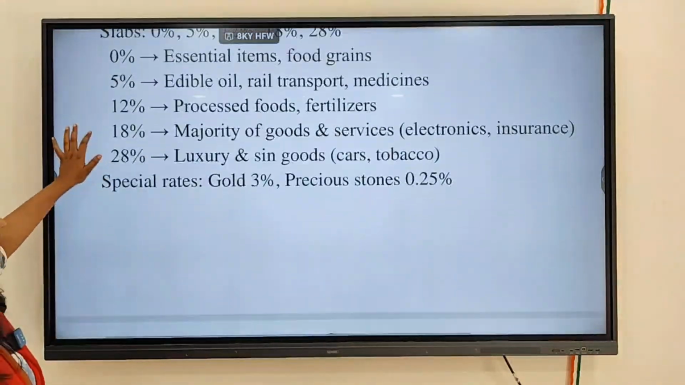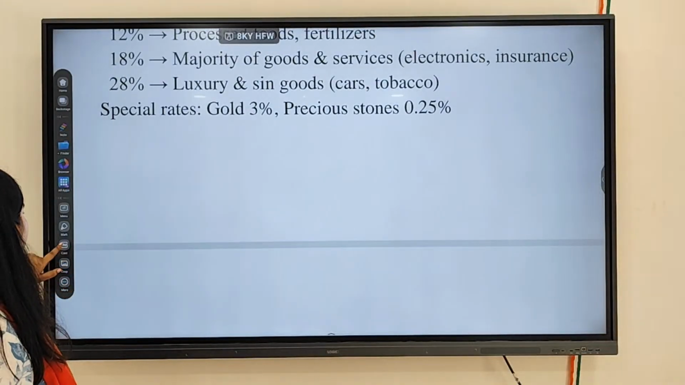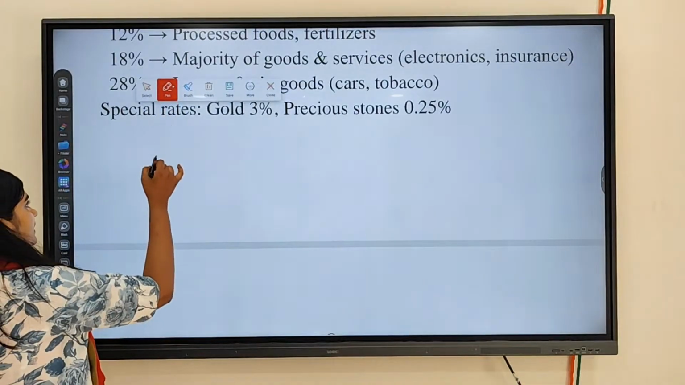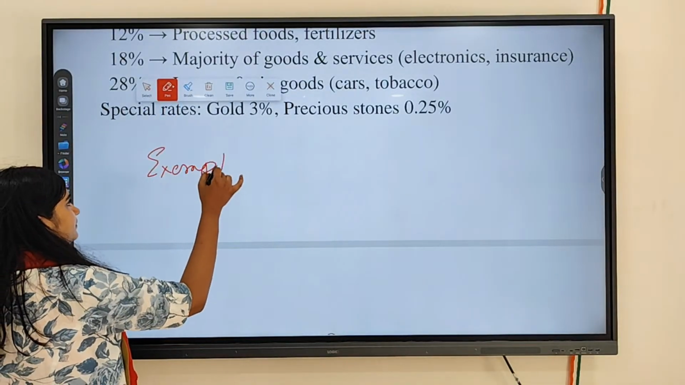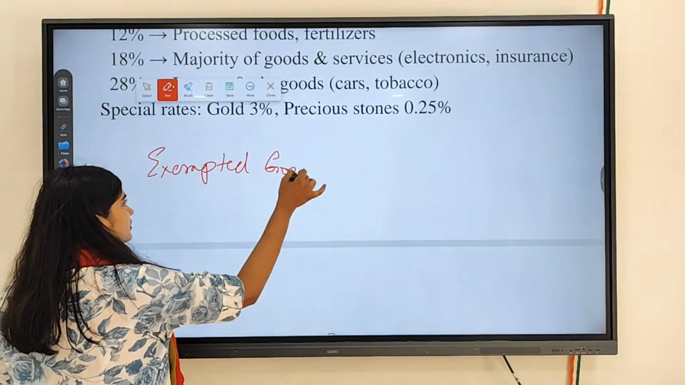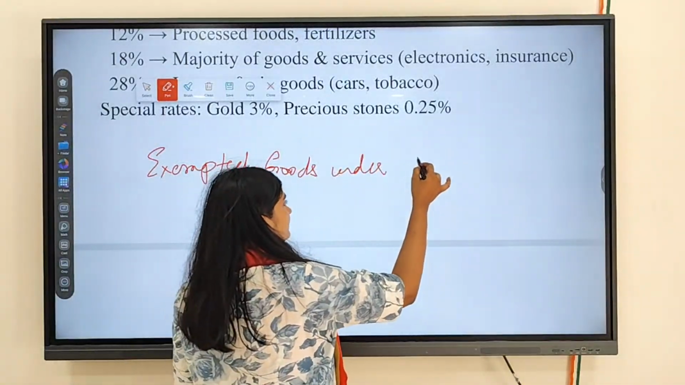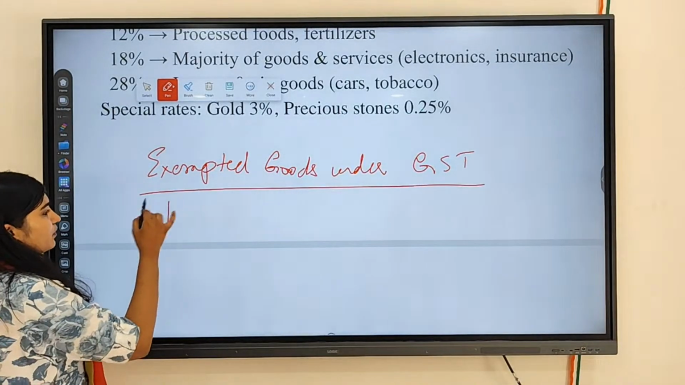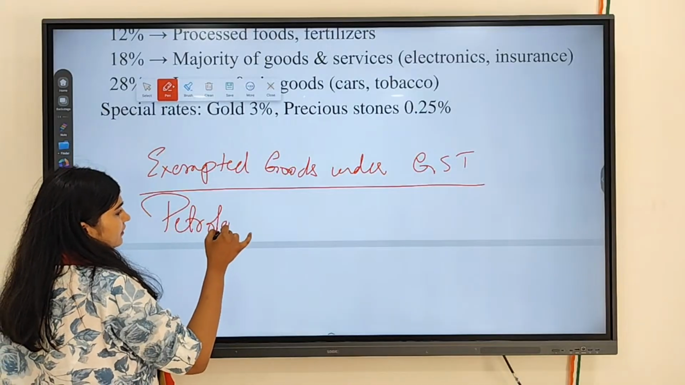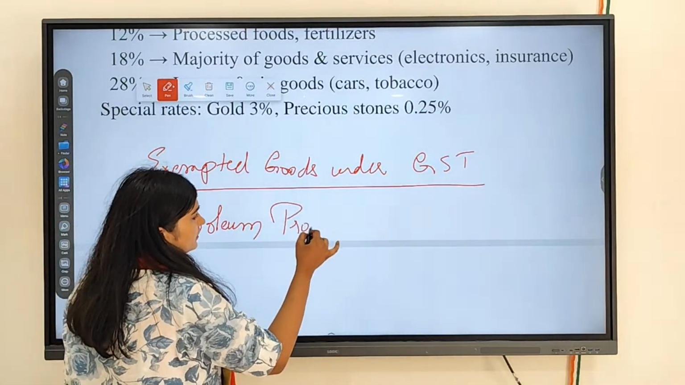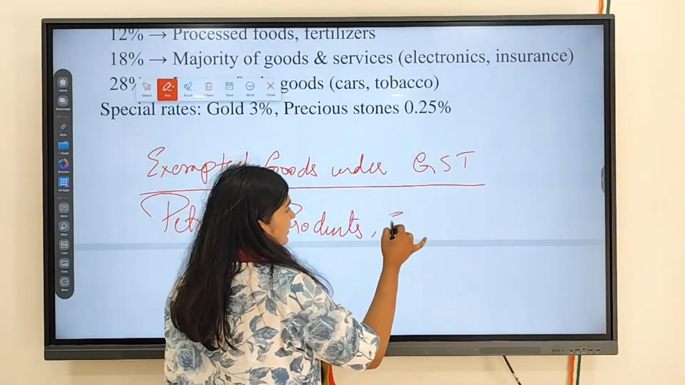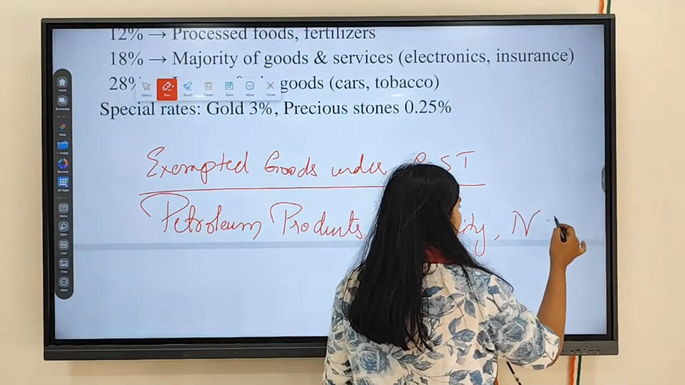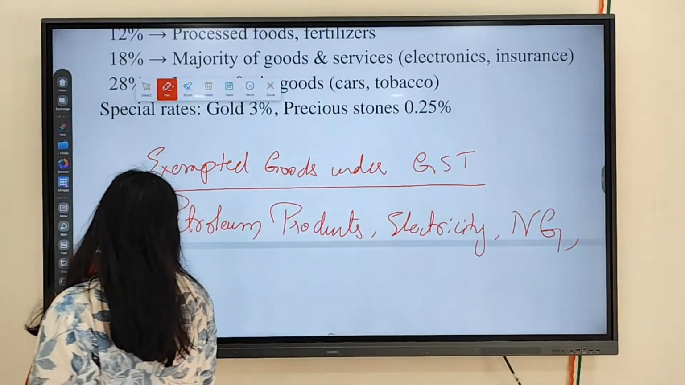Okay, let me write down which are exempted goods. These are very basic. Exempted goods under GST, the goods that don't come under GST are petroleum products. Write down, very important: petroleum products, electricity, natural gas.